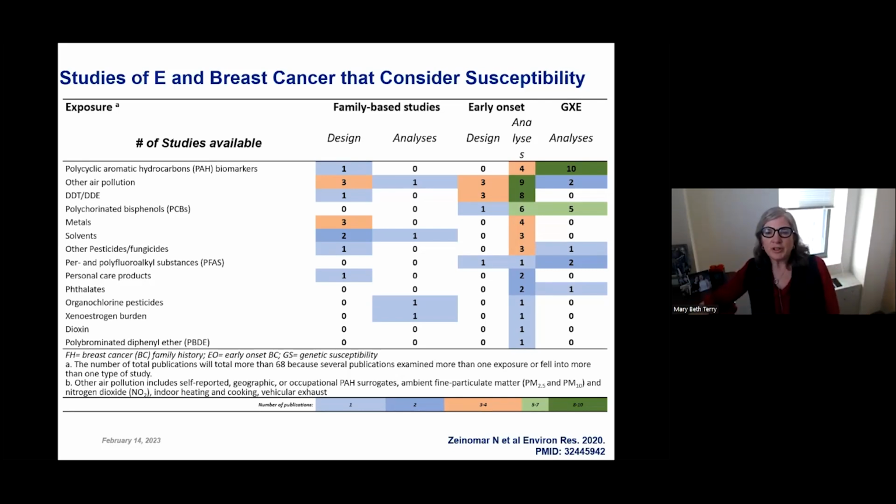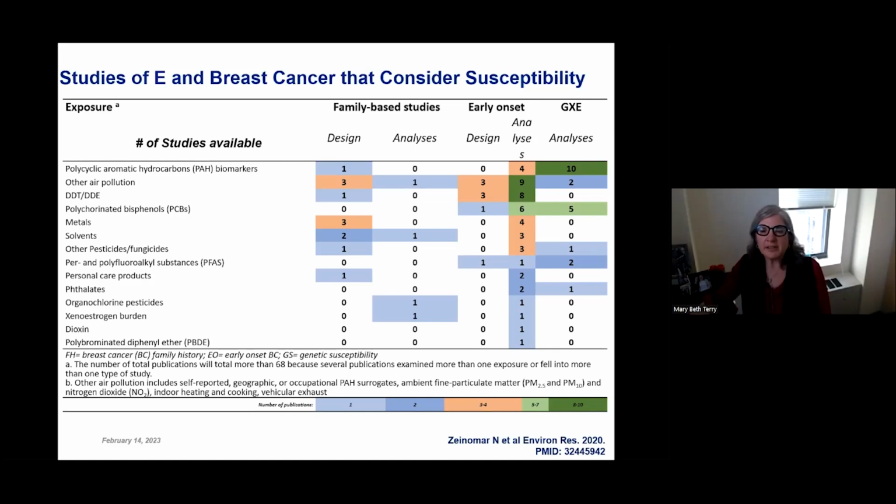The type of enriched studies are reflected based on the column and whether they considered enrichment in the design or the analyses. The study types, including family-based studies, early onset cancer, and stratum-specific results based on cancer-causing variants. The color indicates the number of studies conducted. And what you can see is most of these exposures on the left had inconsistent evidence with regard to breast cancer risk in the epidemiological literature, again, which is largely based on average risk women.